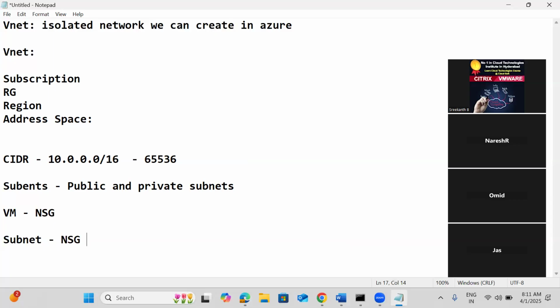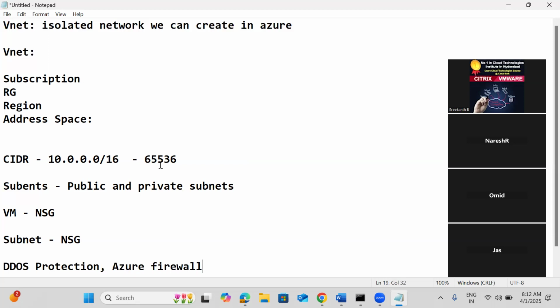Okay, so then we can enable, for security purposes, DDoS protection, and on top of that we can even get an Azure firewall. We can enable those settings on the VNet level also. Then once we create this, we are going to give the CIDR range for the subnet.